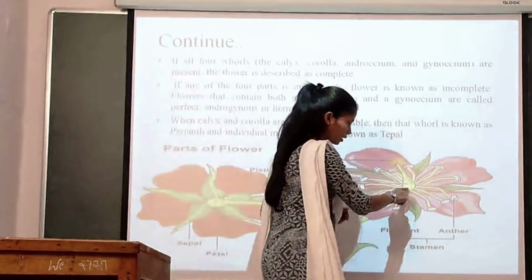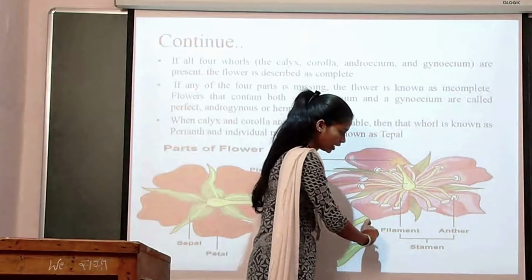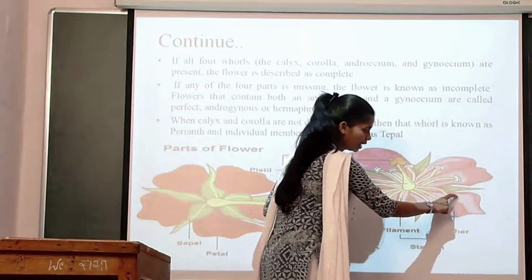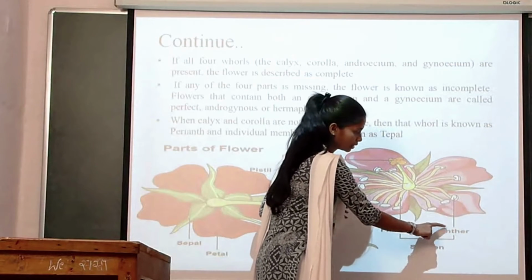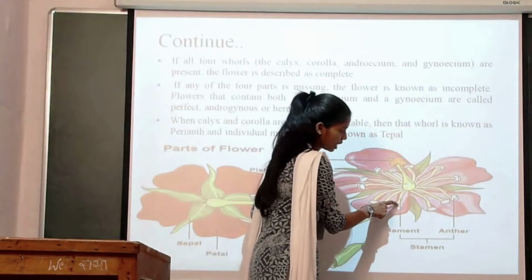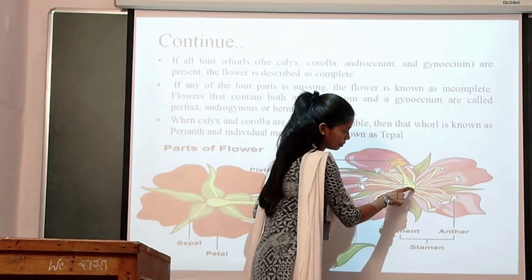Next, the male reproductive structure, that is anther and filament. This forms the stamen. The head-like structure is known as anther, and the thread-like structure is known as filament. This filament is attached to the thalamus.